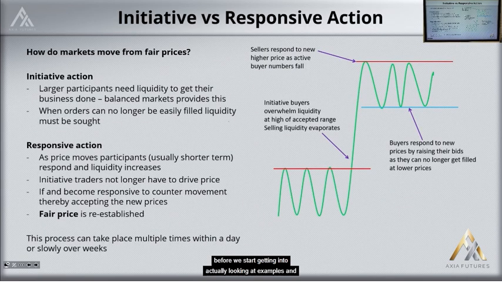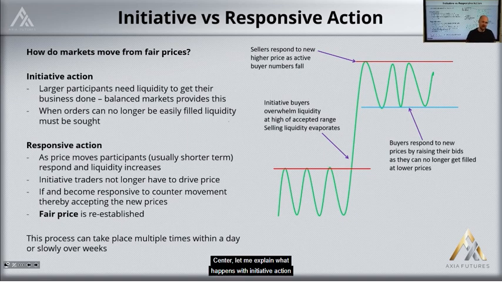The final thing, before we start getting into actually looking at examples and bringing profiles in and then trying to illustrate all of these things, one final concept is the difference between what you call initiative and responsive action. And this is what moves a market from fair prices to new prices and what enables it to stay there or not. So what we've got here then is a situation where you get some initiative followed by responsive trade and then counter-responsive trade. So let me explain.